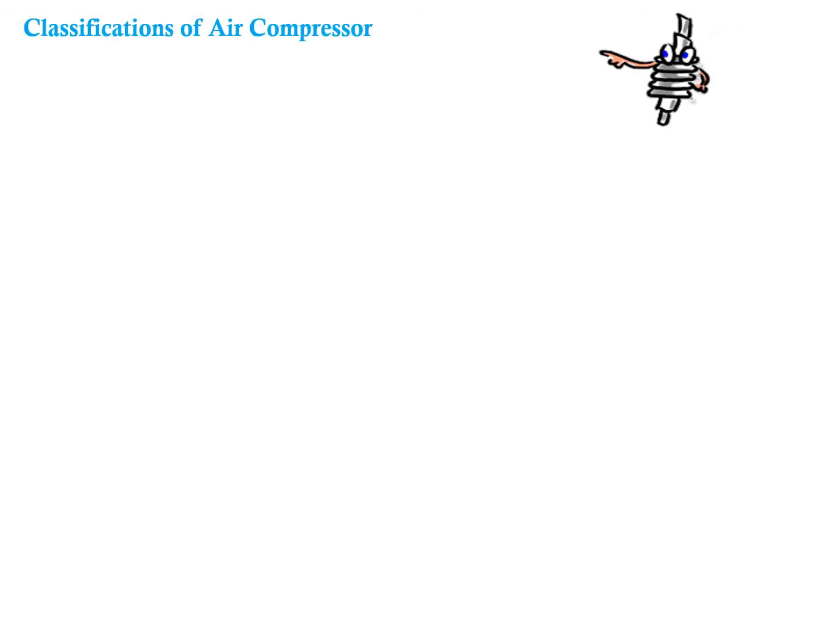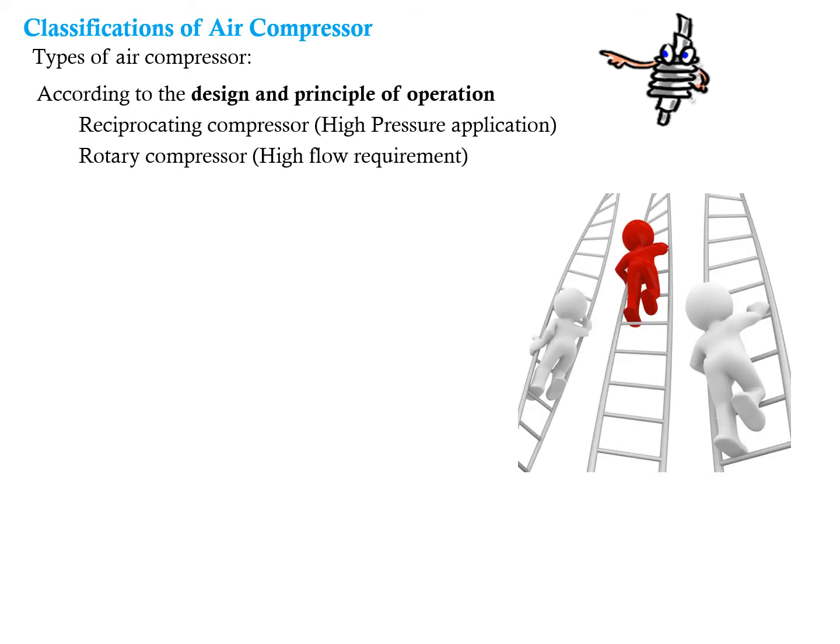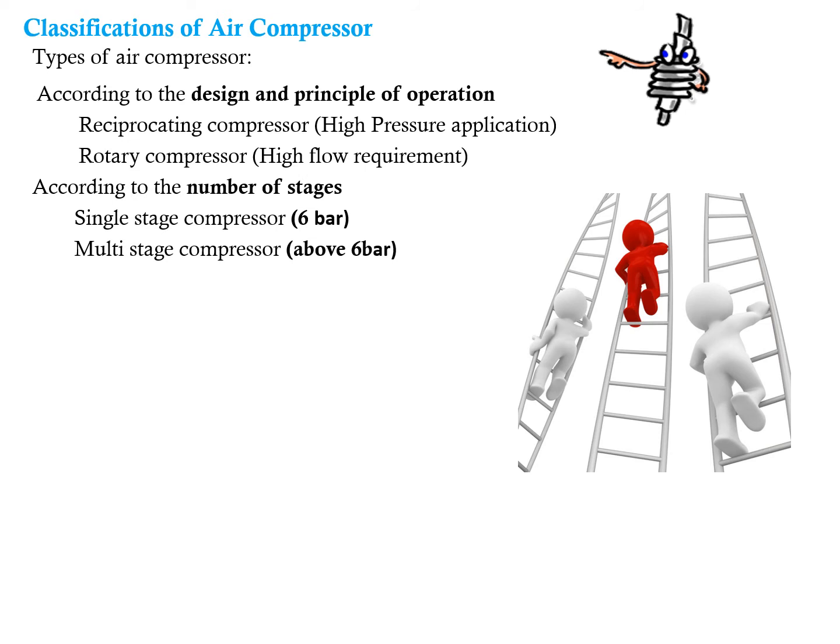Classifications of air compressors. Why are classifications really important? Because they allow the user to identify and group the requirements. So now, what are the different categories of air compressors? If I'm considering design and principle of operation, there are two types of compressor. One is reciprocating, which is for high pressure application. Second is rotary, which is for high flow requirement. According to the number of stages, again there are two categories of compressor. One is single stage, which is up to 6 bar, and multi-stage, which is for above 6 bar application.